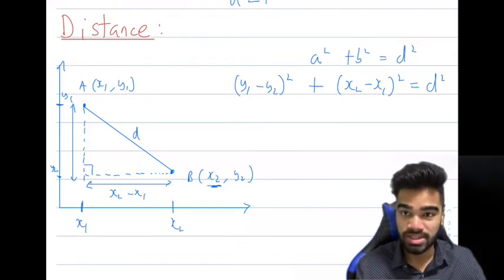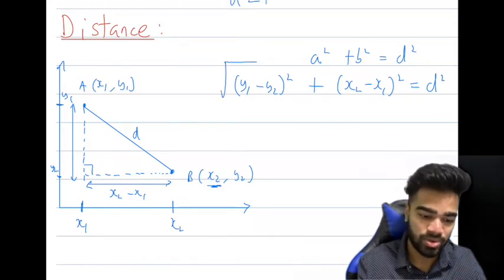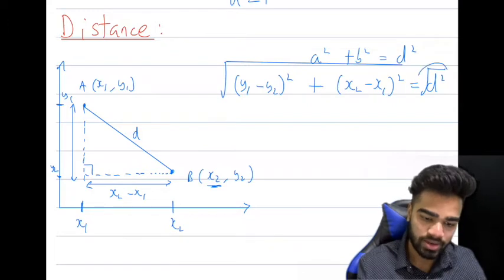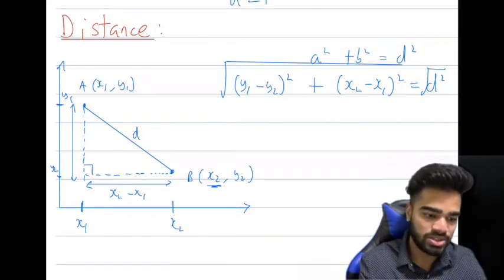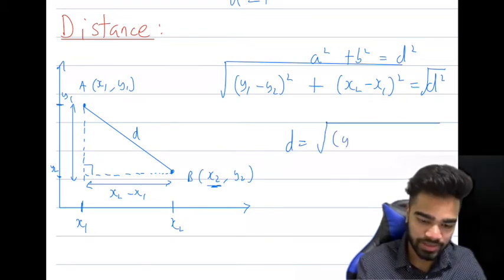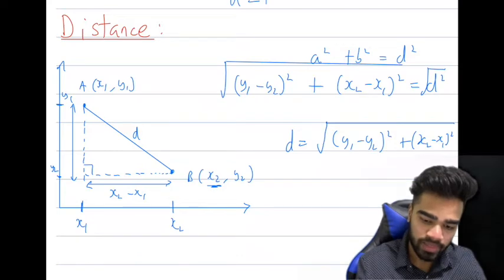Now, I don't want to know what distance squared is. I want to know what just distance is. So I'm going to square root the whole thing, square root both sides. So I'm going to square root this side, and I'm going to square root this side. So what's going to happen? Well, d squared square root is just d, equal to square root of, this is our formula, guys, y1 minus y2 squared plus x2 minus x1 squared. That's it. That's our formula.